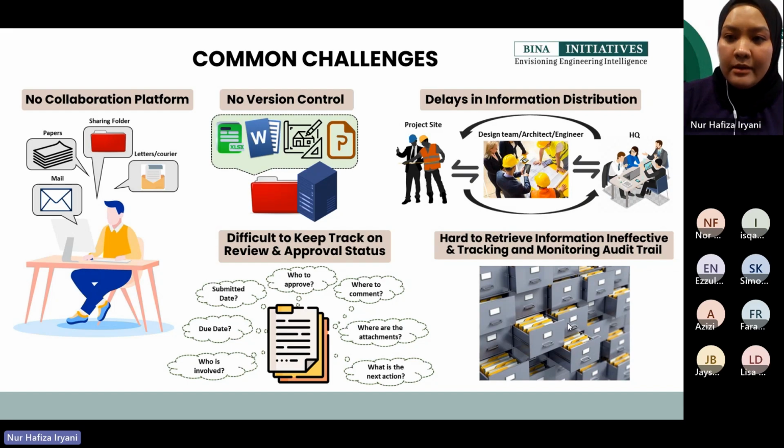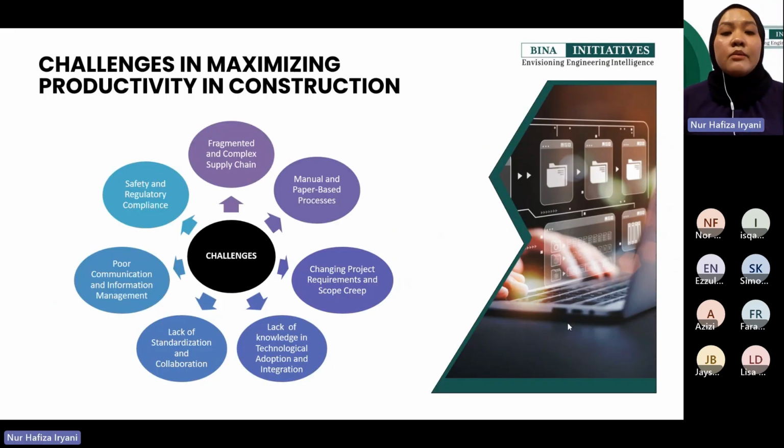All right. Okay. So after talking about the common challenges, I want to narrow down to the challenges to maximize the productivity in construction. Okay. So from here we will go clockwise. First I will talk about the fragmented and complex supply chain. Okay, so it seems very complicated.